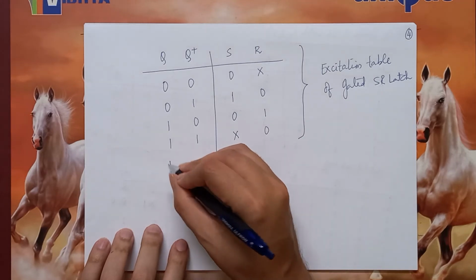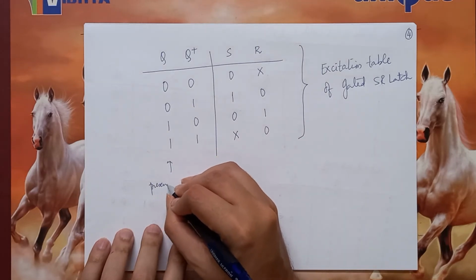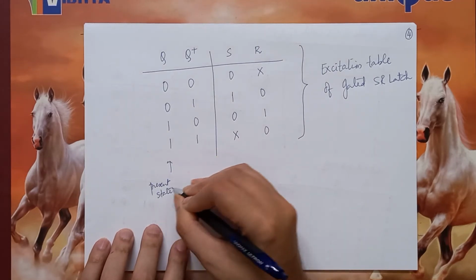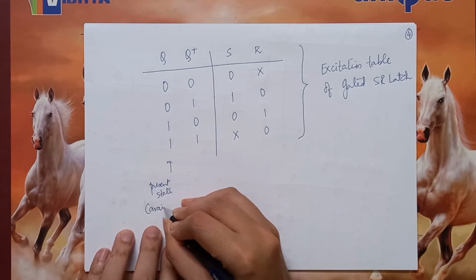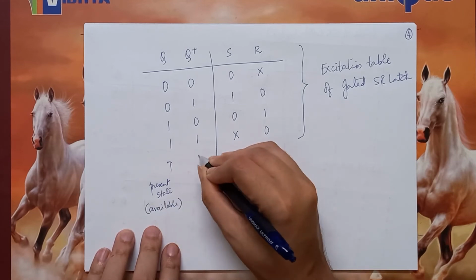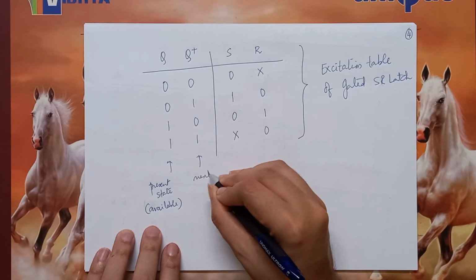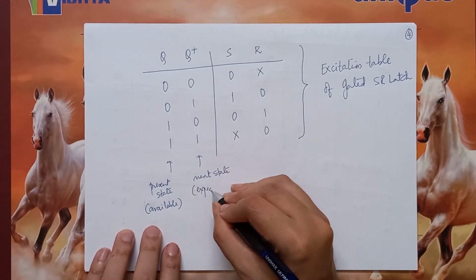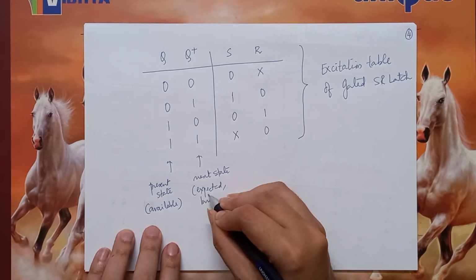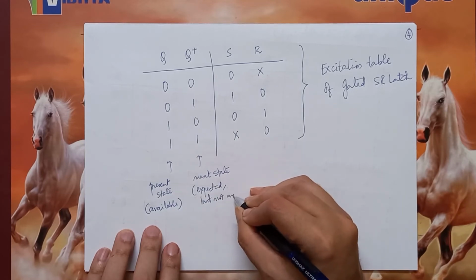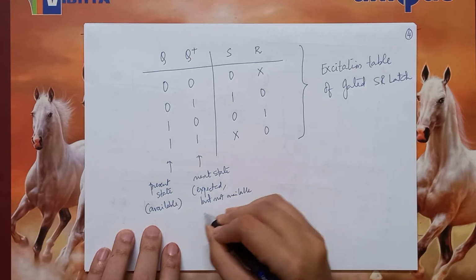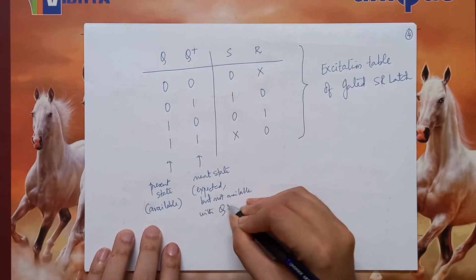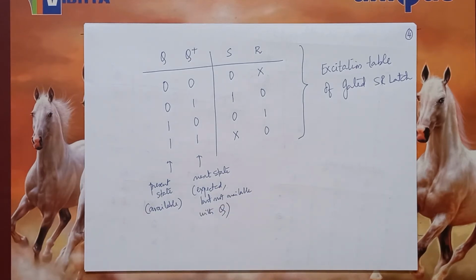So therefore, this is the present state. This is available to us. This is the next state. This is expected, but not available with Q. This is the future value of Q.